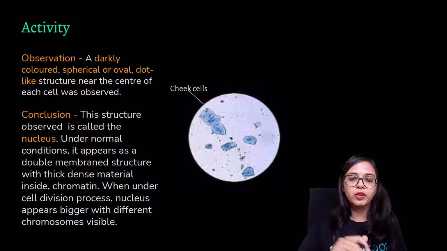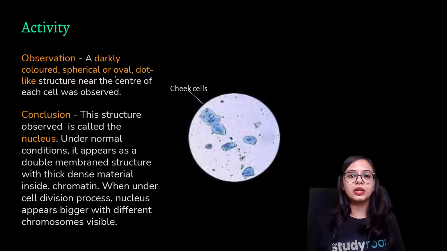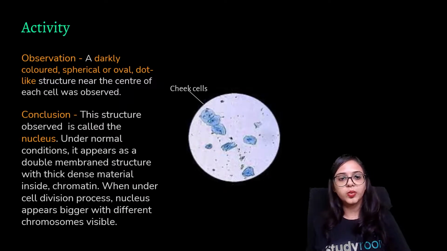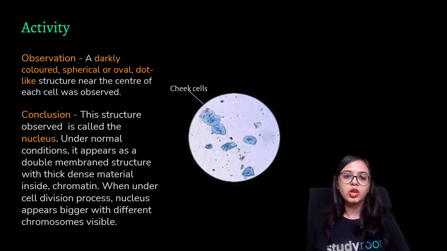And what do we observe? We observe a darkly colored spherical or oval dot-like structure near the center of the cell. This structure observed is called the nucleus. Under normal conditions, it appears as a double membrane structure with thick dense material inside, chromatin. Chromatin, your chromosome.